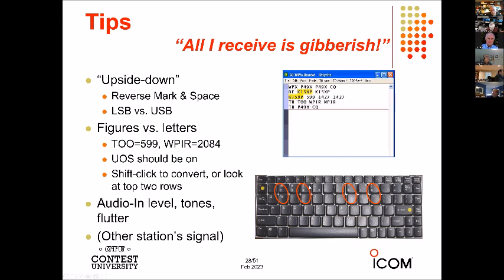So if you notice that, you can just very quickly convert. And in fact, N1MM has a nice feature that it automatically, in the entry window, displays the reverse. And so you don't even have to click on anything. You can see immediately if that's what the problem is with the gibberish that you're receiving. And then other things that can affect this are audio levels and tones. If you're using the wrong tones between your software and your radio, they have to be consistent, have to be the same. And then of course the other station signal could be just a poor signal.